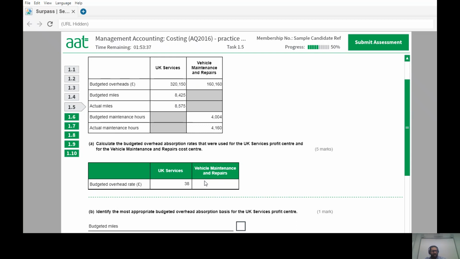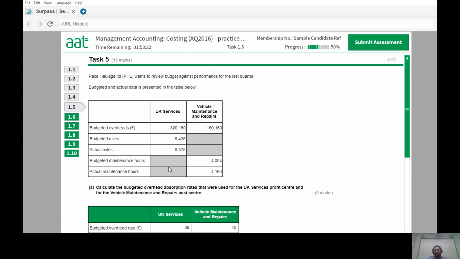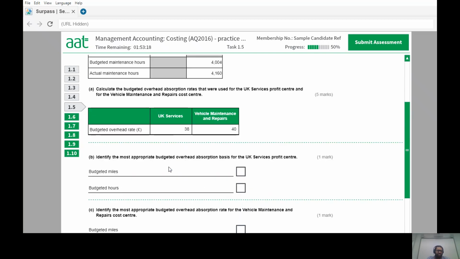Maintenance for the vehicle and repair, 160,160. Divide by 4,004 budgeted maintenance hours, that gives me 40 pounds per maintenance hour. I'm going to be absorbing the cost. Okay, it made our life a lot easier. They don't want you in decimals, so we just leave it as whole numbers because the answers were whole numbers.